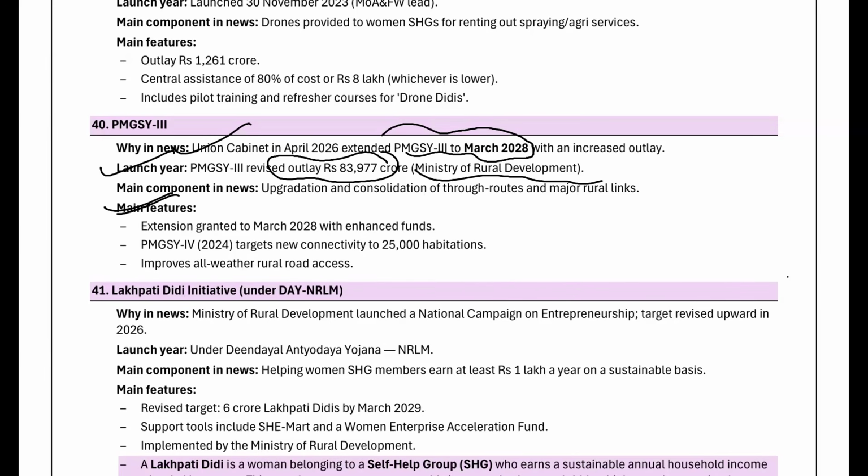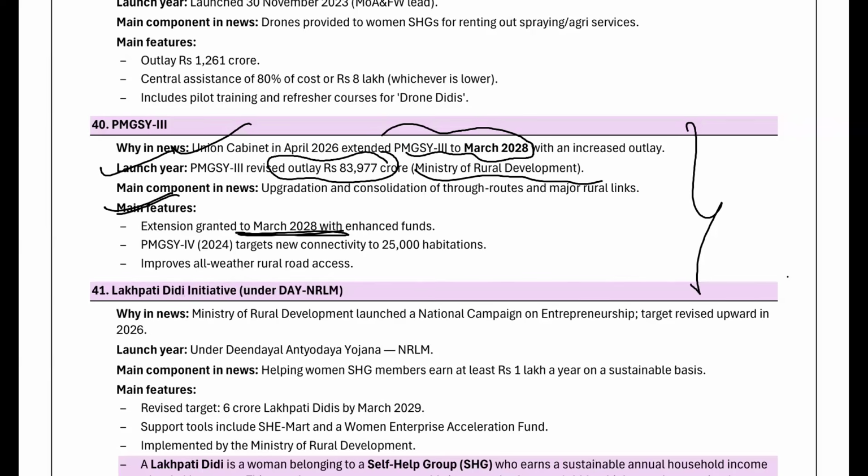So please try to understand which ministry. Obviously, it is under the Ministry of Rural Development. The key point is rural and road development. Obviously, the key point for this scheme will be rural plus road development. Upgradation will be provided for rural routes. Extended till 2028. कब तक extend किया गया है? March 2028 तक. You should remember. All weather connectivity is provided into it. So try to understand. Okay.